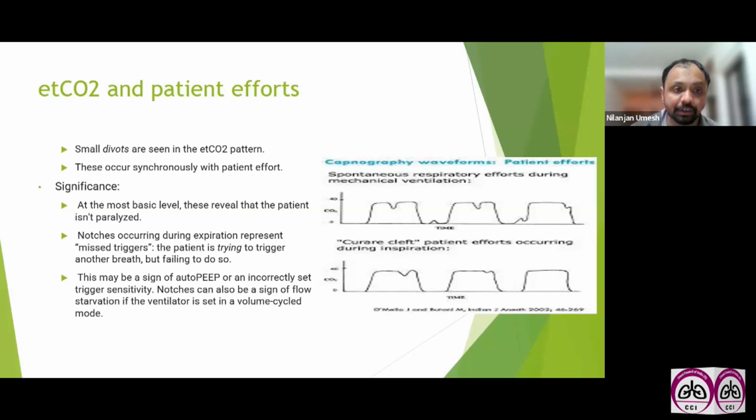Notches occur during expiration, which represent missed triggers. The patient is trying to trigger another breath, but failing to do so. This may also be a sign of auto-PEEP or an incorrectly set trigger sensitivity. Notches can also be a sign of flow starvation if the ventilator is set in a volume cycle mode. So it can be either a trigger problem or it can be due to flow starvation.